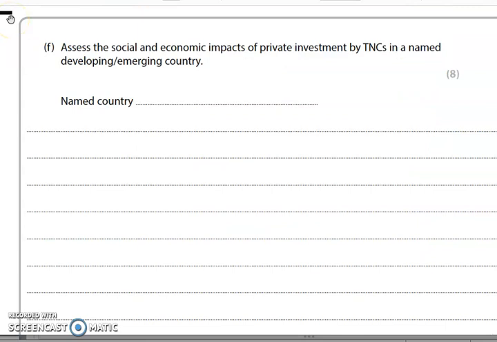Looking at the question again then, assess the social and economic impacts of private investment by TNCs in a named developing emerging country. Now, assess means to say how important. We've then got to look at the social, the impacts on people, and the economic, the impacts on business and on jobs, of private investment by transnational corporations in a named country. Well, the country that we've studied would be India, so we'd need to put that here.